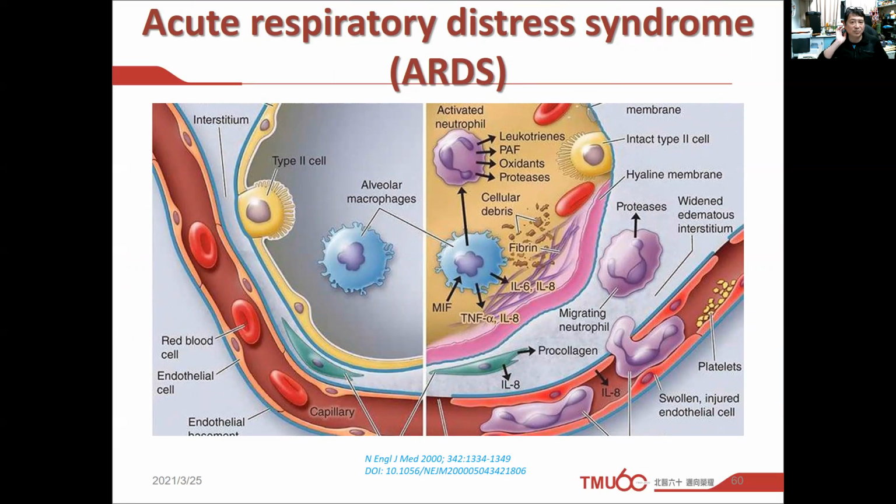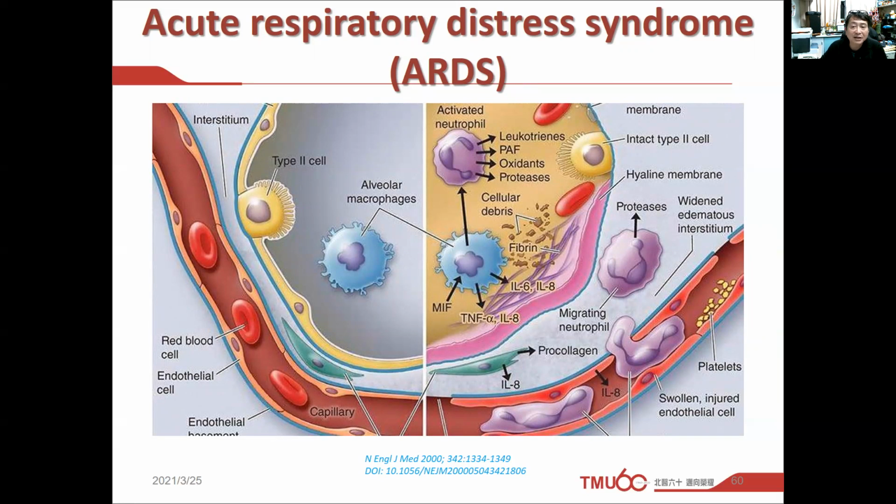ARDS, as you mentioned, involves a lot of infiltration of leukocytes and a lot of cytokines, and eventually will cause cell damage, tissue damage, and edema in the tissue. And of course, a failure of the lung.